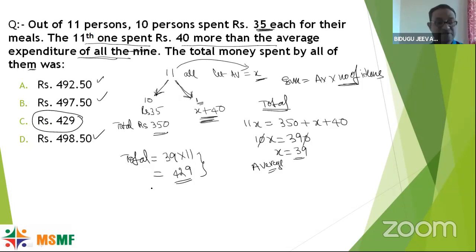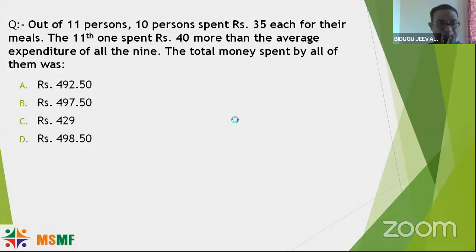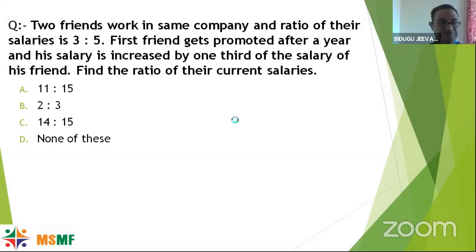It is 39, not 79. Yeah, second person 140 rupees. Right? So value is nothing but 39. Okay, good Kabir bhai. So let me continue with the next question. Excellent.